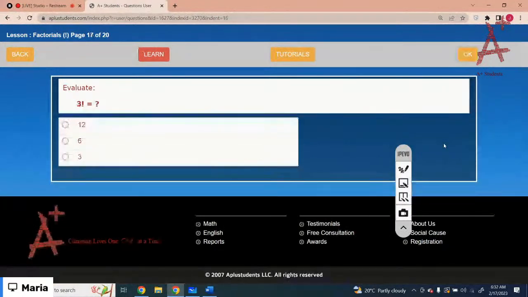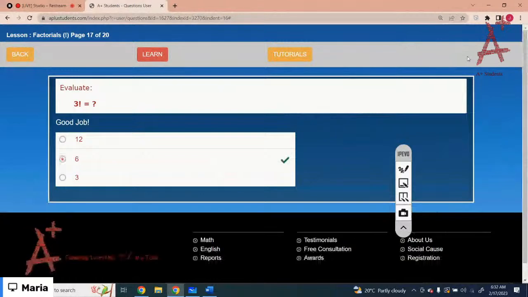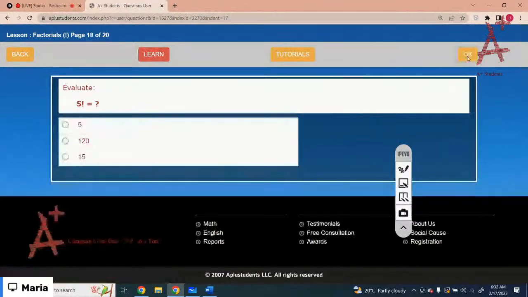Okay, 3 factorial equals 3 times 2. 3 times 2 is 6. Got it? So the correct option is 6. 5 factorial equals 5 times 4 times 3 times 2. Yes, very good. 5 factorial is 120.